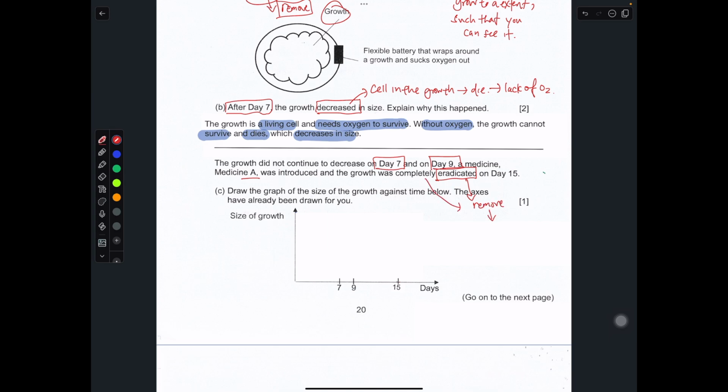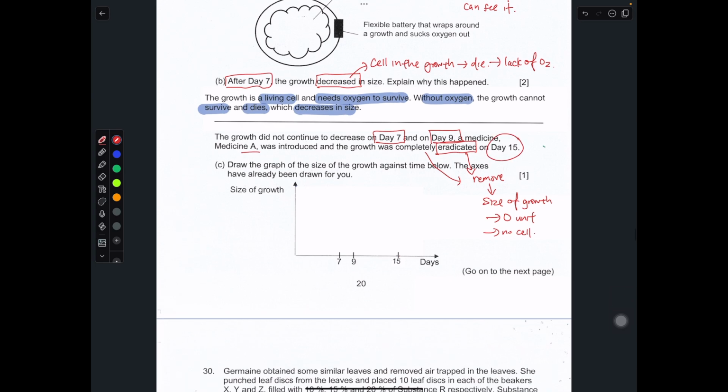That means at some point, the size of the growth is 0. 0 units, or there's no cell at all. No cells in the growth itself. So this happened at day 15. So day 15 must be here.